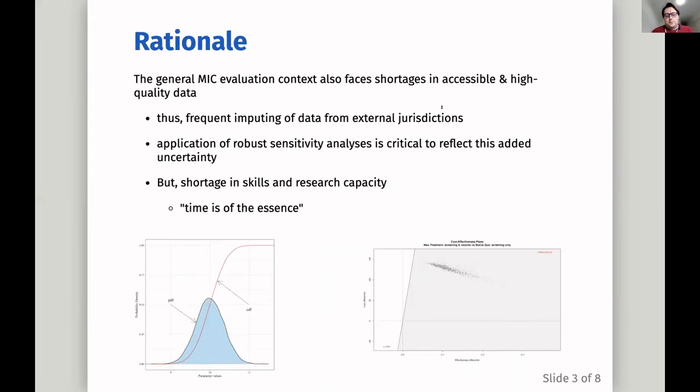So the general rationale for creating this framework was the fact that on top of the aforementioned background, MIC analysts are often forced to use generalized evidence because we often lack access to high quality data. Other methods such as different types of costing approaches or restricting your evidence base have also been suggested. But we believe that this was quite restrictive and didn't allow for a comprehensive view of the decision problem.